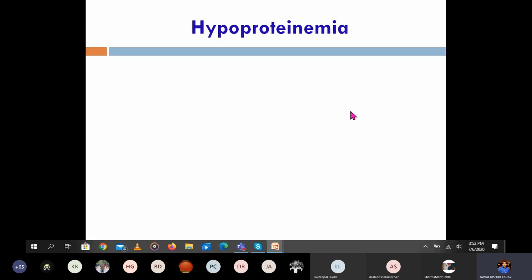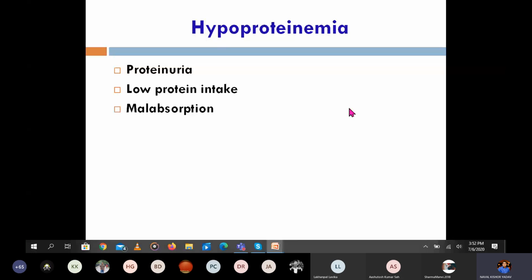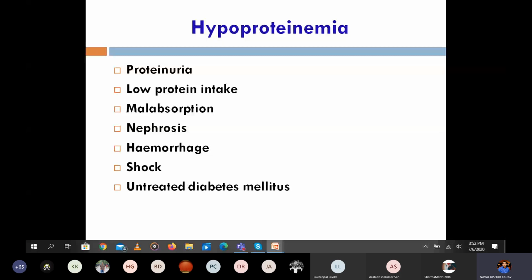Now hypoproteinemia, where the level of protein is decreased: proteinuria, low protein intake, malabsorption, nephrosis, hemorrhage, shock, untreated diabetes mellitus, hyperthyroidism, and severe liver diseases, where you can see the decrease in the total proteins.